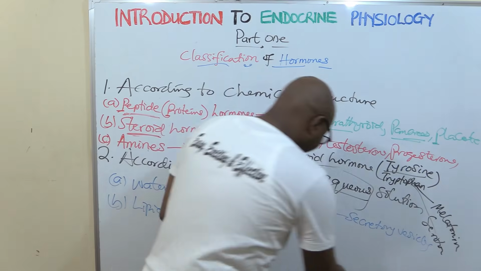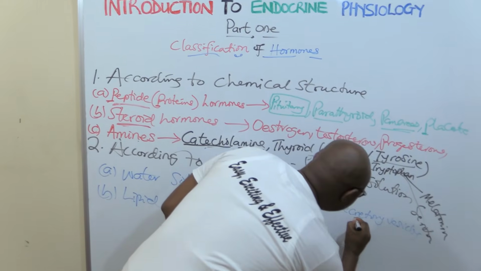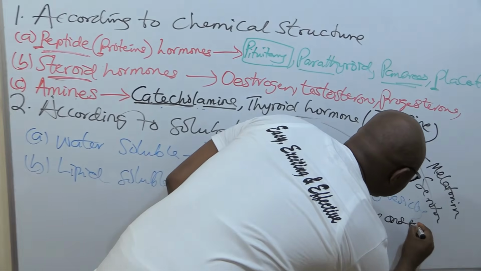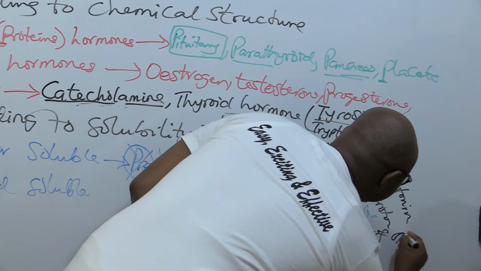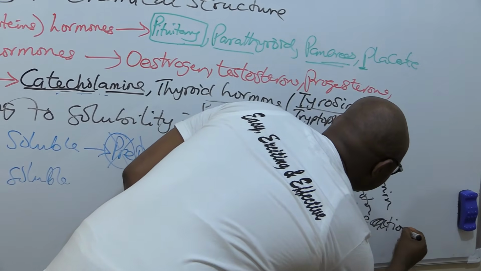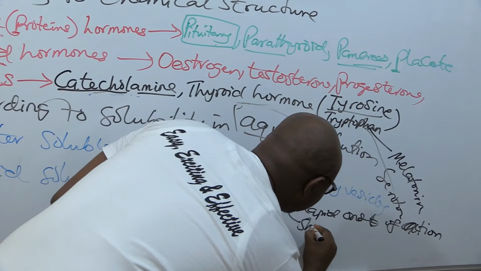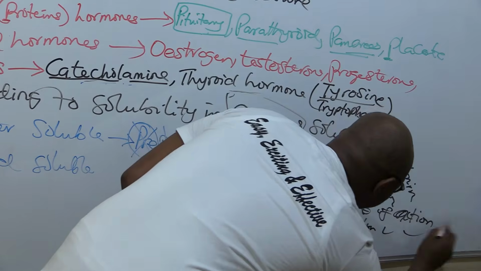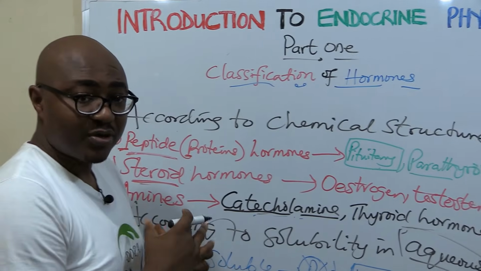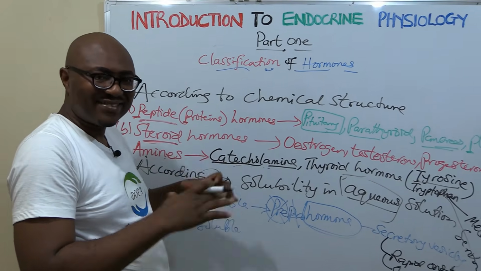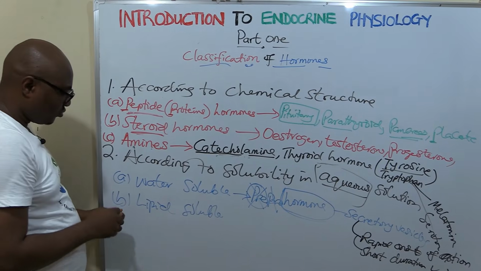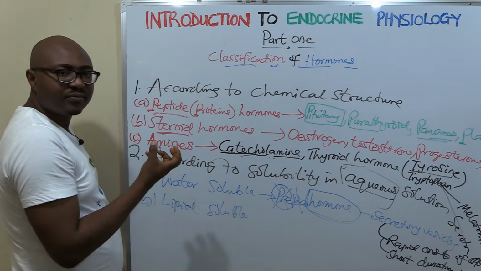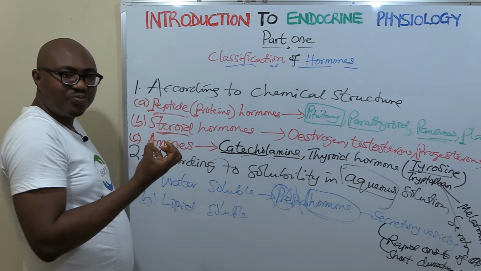Note these two things. Because they are water soluble, they have a rapid onset of action, and short duration of action. Okay, because they are easily excreted. But lipid soluble hormones, because they cannot dissolve in water, they will precipitate in blood.